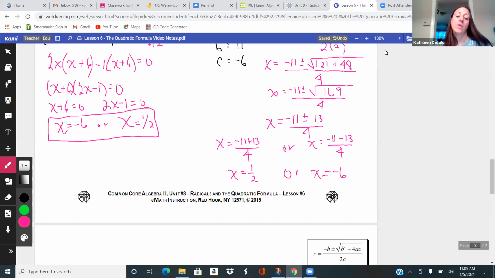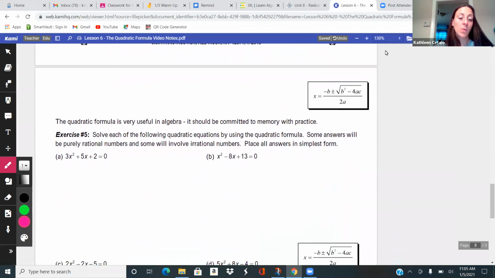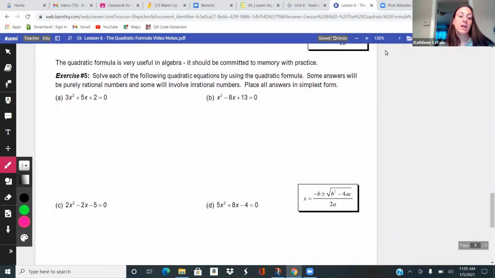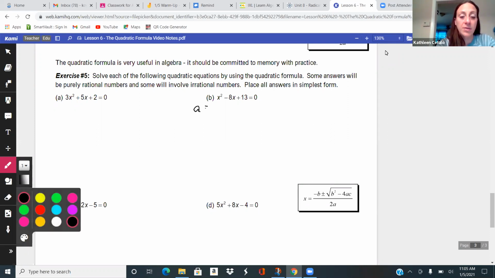Okay. We are going to try one more problem here. And it says we're going to solve each of the following quadratic equations by using the quadratic formula. Some answers will be purely rational numbers, and some will involve irrational numbers, and we're going to place all in simplest form. Irrational numbers, remember, those are your square roots that we have to simplify. All right, so we're going to just do letter B. I'm going to save the other 3 for practice. We're going to do letter B, and we're going to start off again by identifying our A value, which is 1, our B value, which is negative 8, and our C value, which is 13.